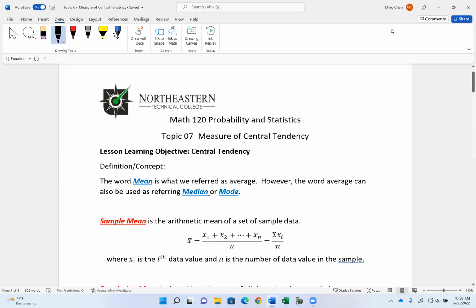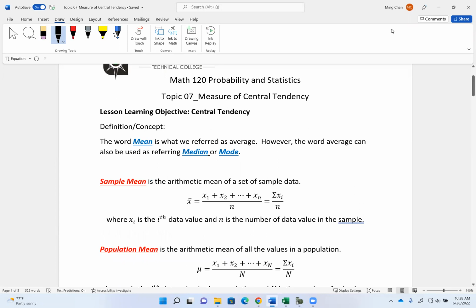So some of these words might be familiar to you. The word mean is what we normally call the average. But the word average in statistics can also mean the median or the mode or the mean. So the word average is not actually very good to use in statistics. In statistics, we'll be a little bit more specific.